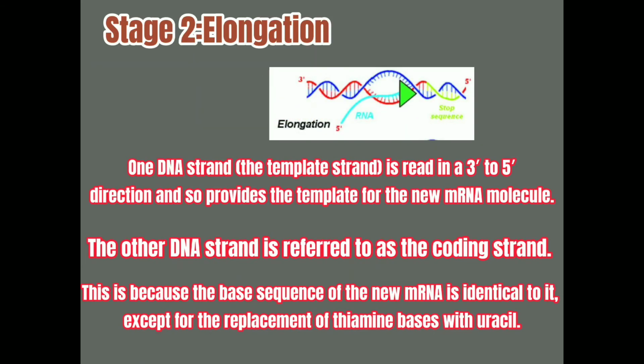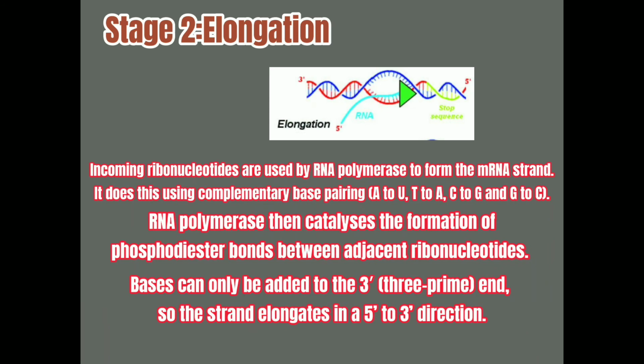Stage 2 of the transcription process is elongation. One DNA strand, which is the template strand, is read in a 3' to 5' direction and so provides the template for the new mRNA molecule. The other DNA strand is referred to as the coding strand. This is because the base sequence of the new mRNA is identical to it, except for the replacement of thymine bases with uracil. Incoming ribonucleotides are used by RNA polymerase to form the mRNA strand.